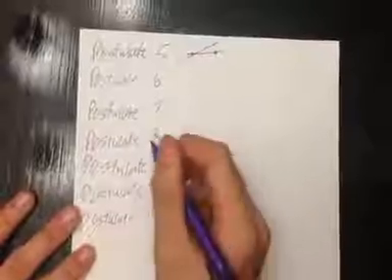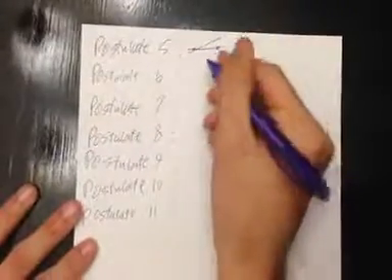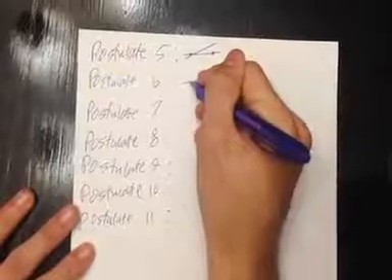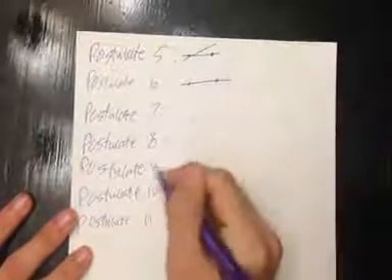Postulate 6 is a line contains at least 2 points. This is about the opposite of that. You have a line here, you can draw at least 2 points on here.